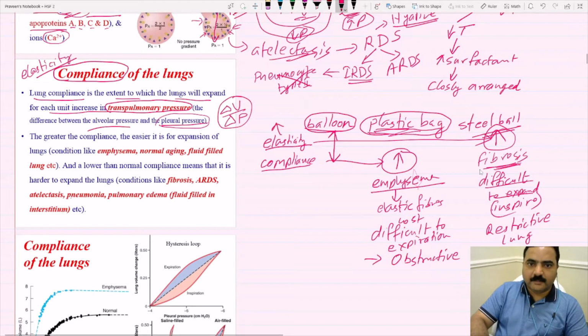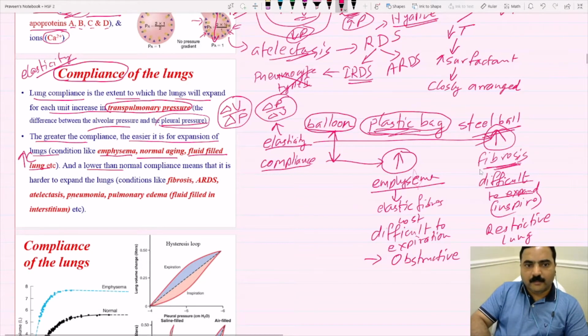But elasticity means what? It is change in pressure over change in volume. So this is elasticity. Change in volume by change in pressure is the compliance. The greater the compliance, the easier it is for expansion of the lung. So conditions like emphysema, normal aging, fluid filled lung, etc. will cause what? Increased compliance. All these conditions cause increased compliance.